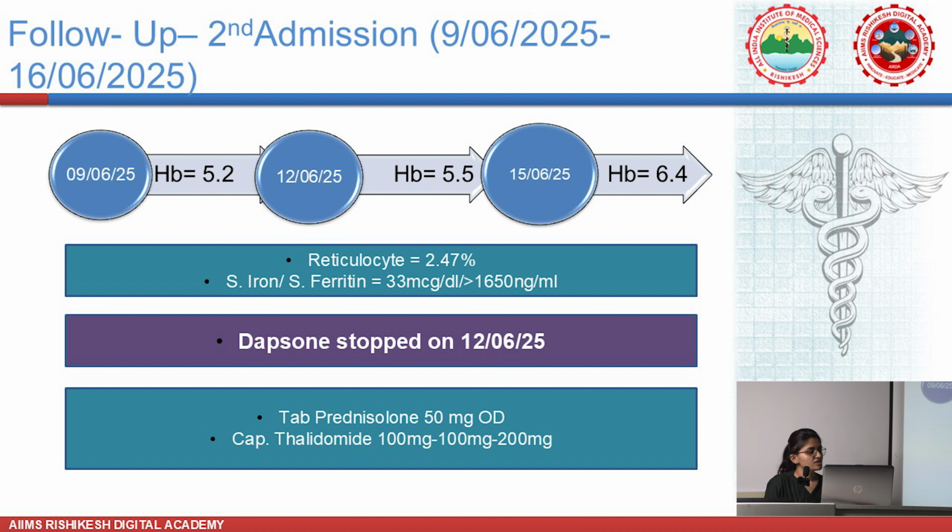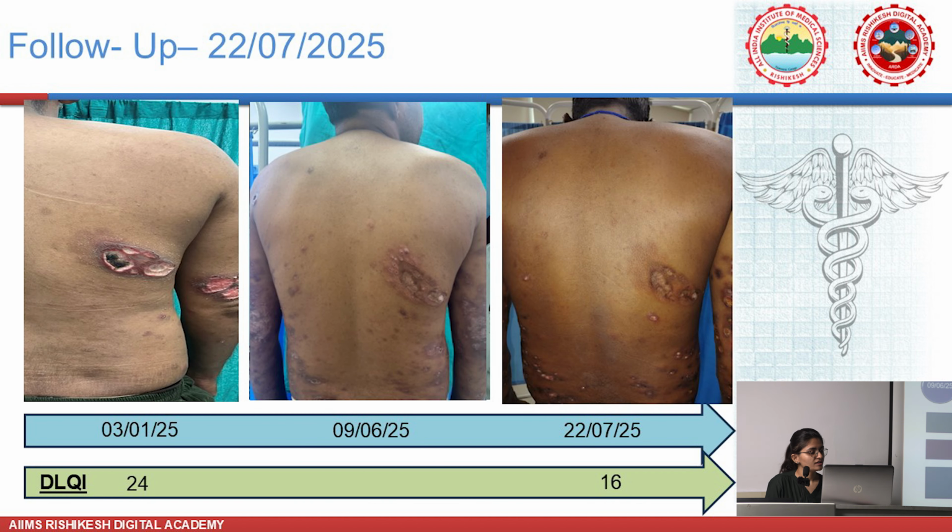All the routine investigations were done in the second admission that showed a low hemoglobin level of 5.2 gram per deciliter. To further evaluate this, further investigations were done, and the reticulocyte percentage was increased to 2.47%, and a low serum iron level of 33 microgram per deciliter was seen, and the serum ferritin level was greater than 1650 nanogram per ml. And thus, subsequently, dapsone was stopped on 12th of June 2025, suspecting a dapsone-induced hemolysis. And the patient was continued on prednisolone 50 mg and capsule thalidomide 400 mg in divided doses.